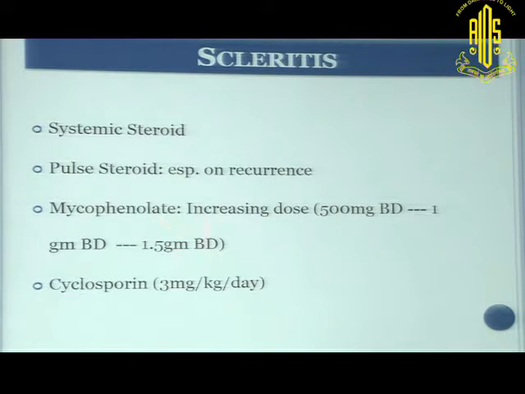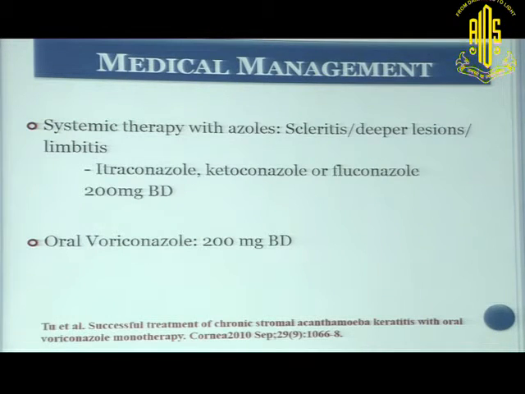Mycophenolate has been found to be quite effective, and it is given in increasing dose. You start with 500 milligram twice a day, then after 3 to 4 days, you increase it to 1 gram twice a day, and later on you increase to 1.5 grams twice a day. And in some cases, in very severe cases, as I had shown in the picture, cyclosporin 3 milligram per kg per day is given in 2 divided doses. Now, in a severe case, you may have to combine all these, systemic steroid, mycophenolate, as well as cyclosporin. So this is the typical regimen that is given in advanced, very severe scleritis in Acanthamoeba.